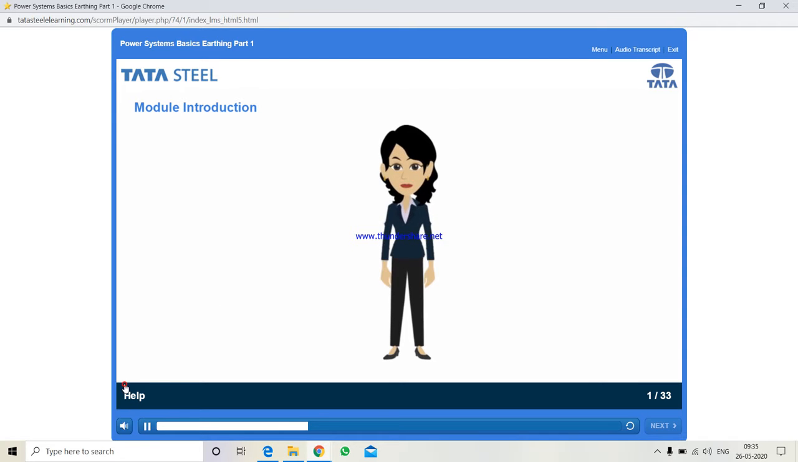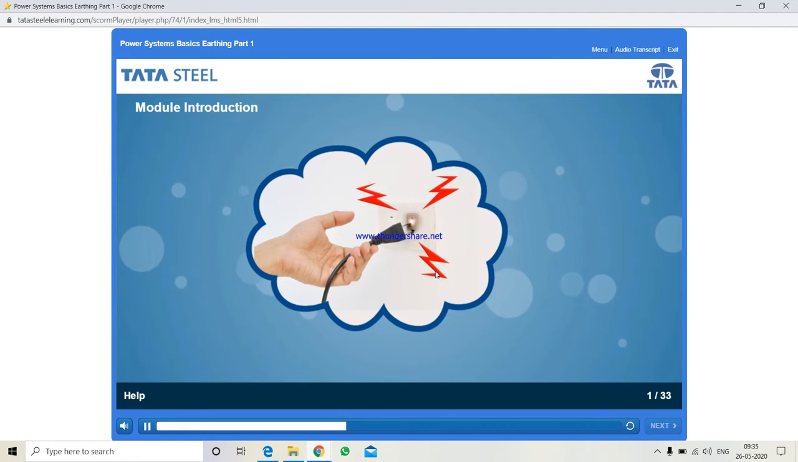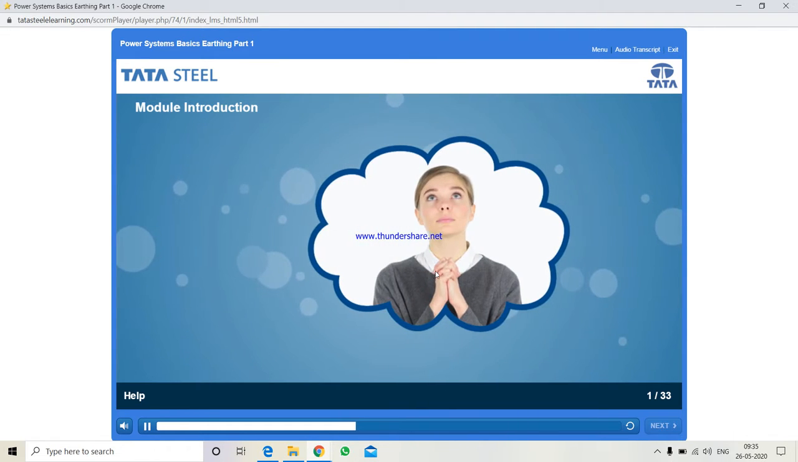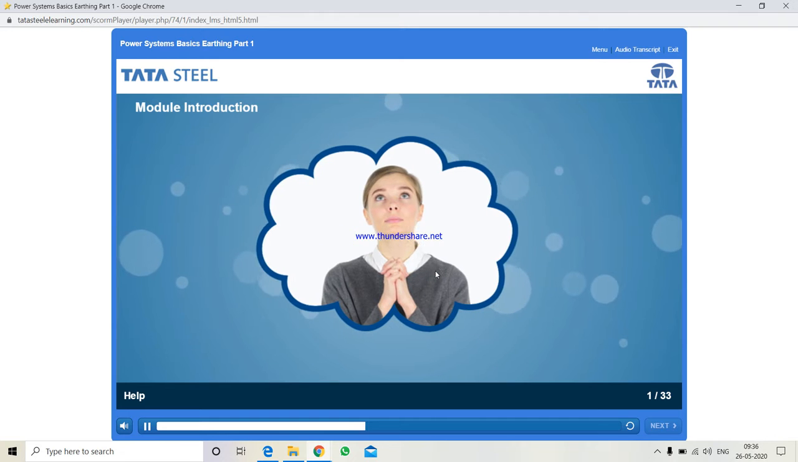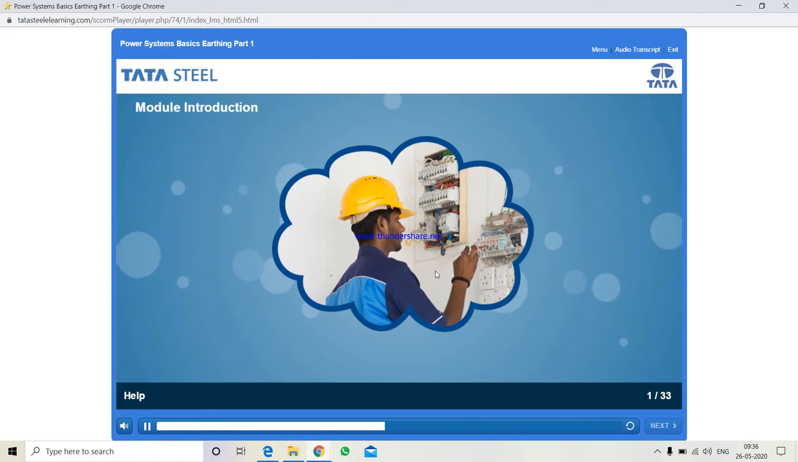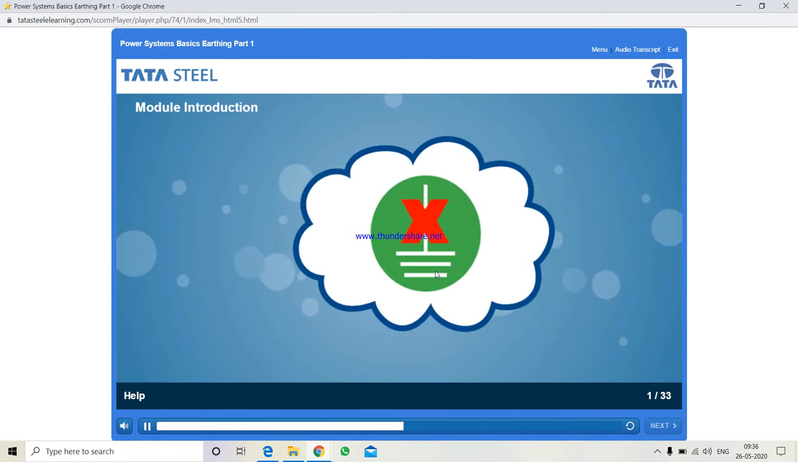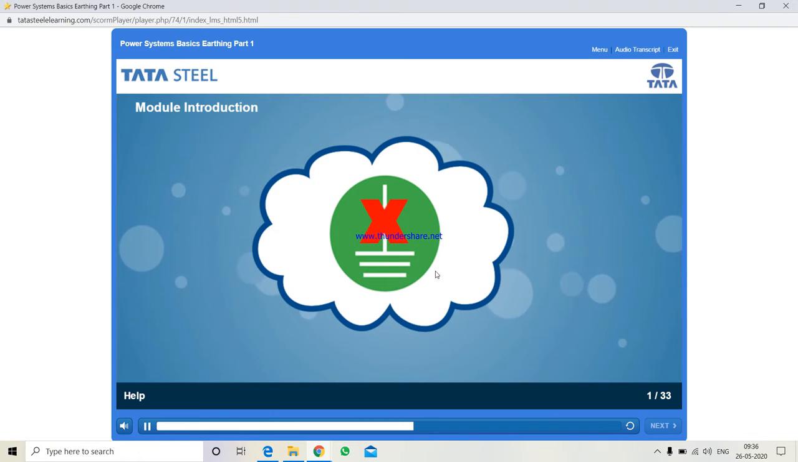Let me begin with a scenario. Do you know what happened this morning? One of my neighbors, Mr. Sharma, suffered an electric shock. His family members were really scared, but thankfully he was not hurt badly. The electrician was called, and after checking, do you know what he said? He said that there was a fault with the earthing wire for the electrical appliances in their home.